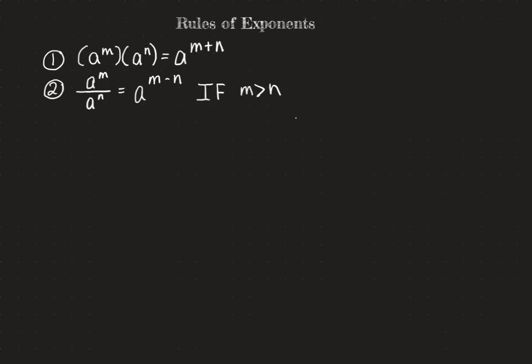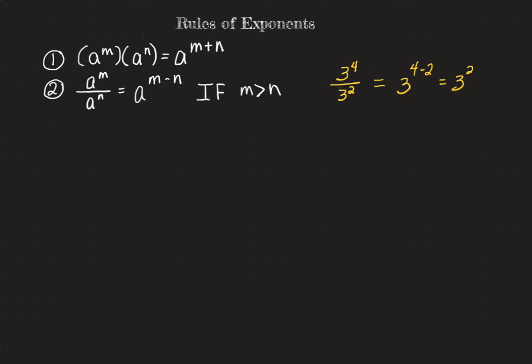Let's look at an example. Let's take a look at what we have here. Is the exponent of the base 3 bigger in the numerator than it is in the denominator? Yes, so we can use this rule. That's going to be equal to the base raised to the exponent from the numerator minus the exponent from the denominator, or in this case, we will get 3 squared.